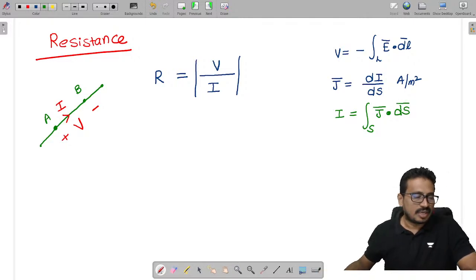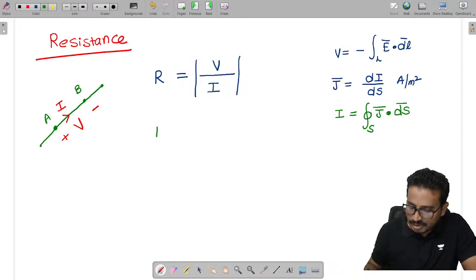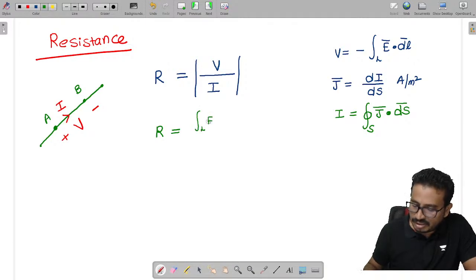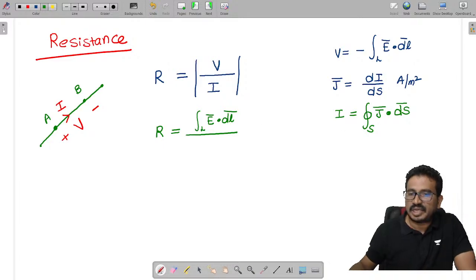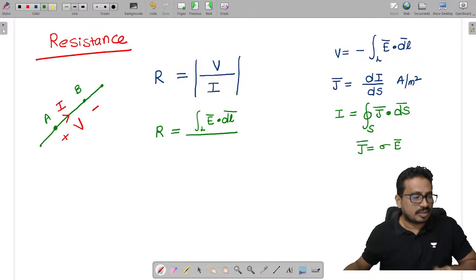J dot dS. And here the integration is over a closed surface. That's why we have a closed surface integral. Now look here, the resistance R is given as the modulus, there is no minus, of the integration of E dot dl, divided by the surface integral of J. As we know, according to Ohm's law, J is equal to sigma E. I hope all of you know the standard Ohm's law. J is equal to sigma E.